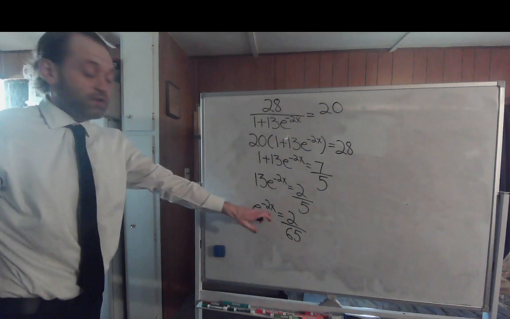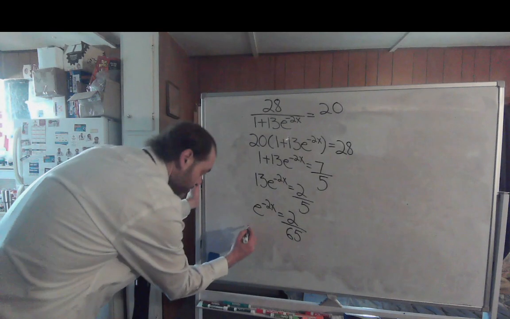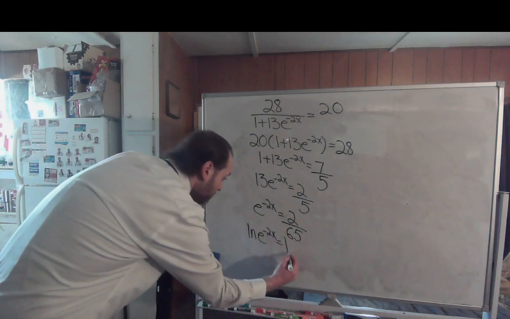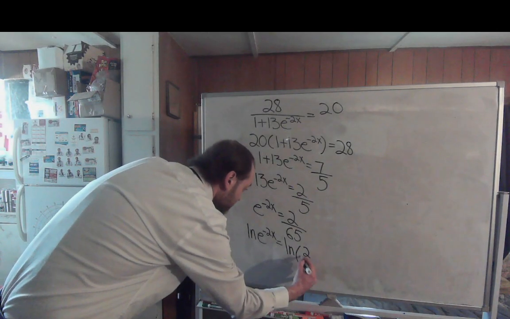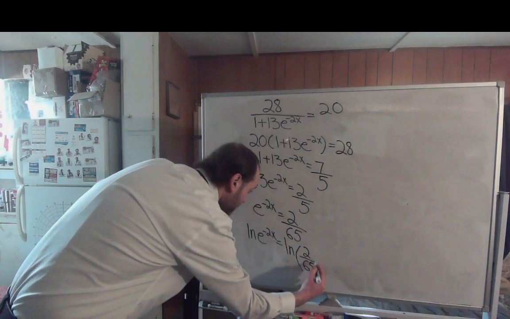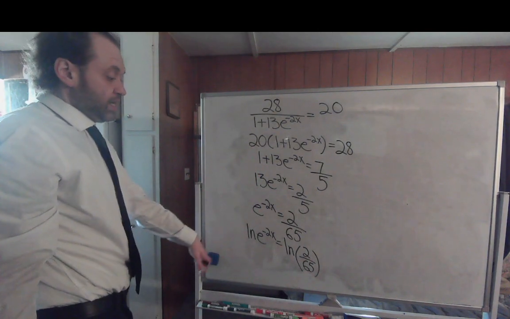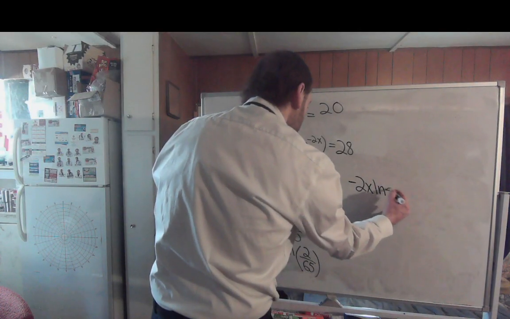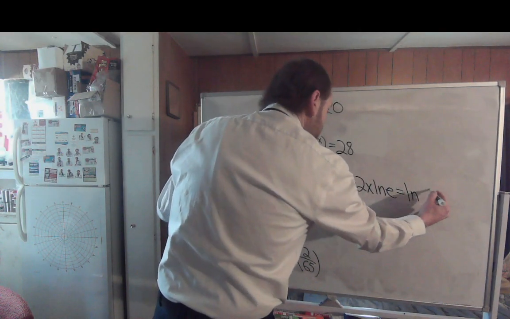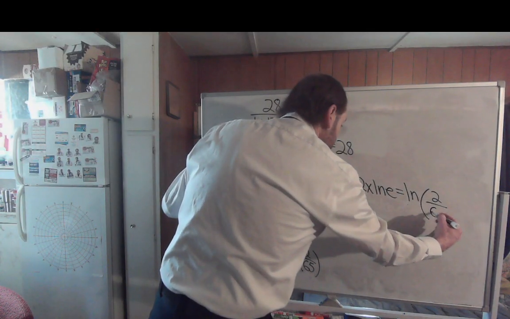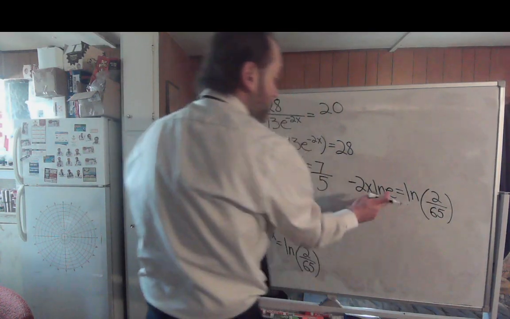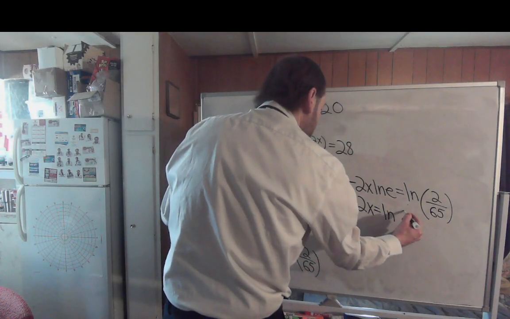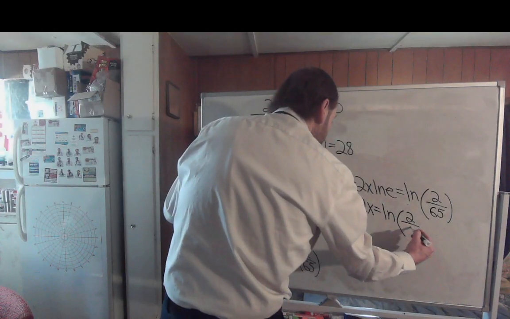So now we got to solve for x. Let's pull out the logarithms, the natural log. So we have the natural log of e to the negative 2x would equal the natural log of 2/65, which on the left side you have a power rule, so this will turn into negative 2x times the natural log of e would equal the natural log of 2/65. Well, natural log of e is 1, so you'll just get negative 2x equals the natural log of 2/65.